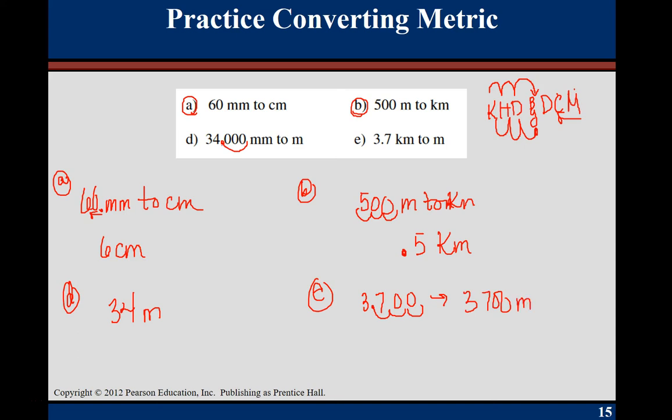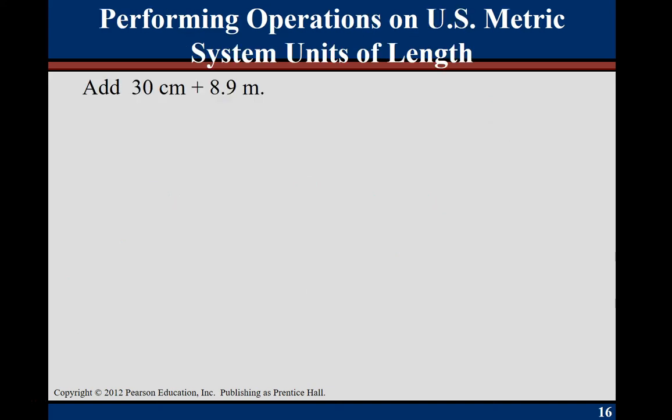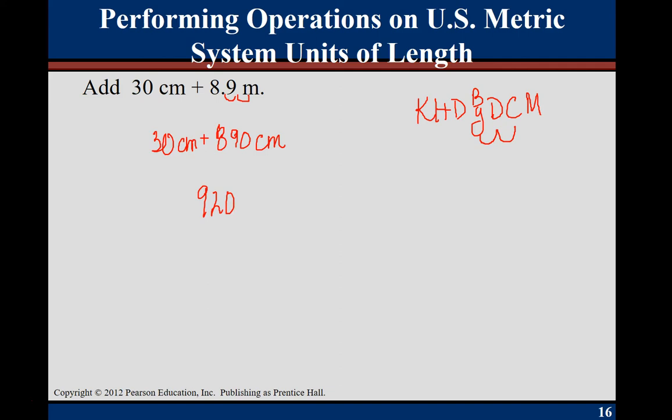When you're adding and subtracting units, you'll need to convert them first. So if I have 30 centimeters and 8.9 meters, I'll need to either change centimeters to meters or meters to centimeters. Remember, King Henry died by drinking chocolate milk. I'm going to convert meters, which is this one right here, to centimeters. So I go 1, 2 spots to the right. So that's 890 centimeters. And then I already had 30 centimeters, so I'm talking about 920 centimeters.